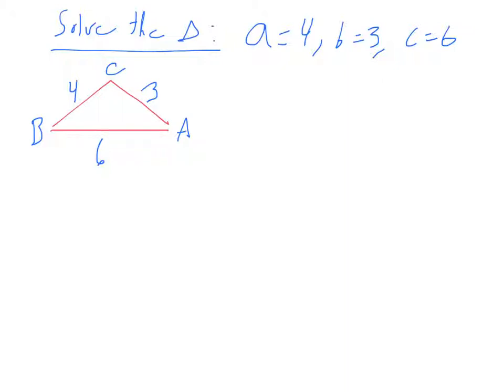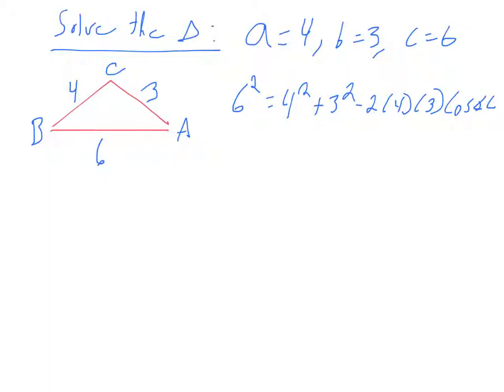So we go ahead and plug it in, and let's just go ahead and solve for angle C first. There's no other reason than that. So you can pick any one of the three, and I'm just going to go for C. So c, which is 6 squared, is going to be equal to 4 squared plus 3 squared minus 2 times 4 times 3 cosine of angle C.